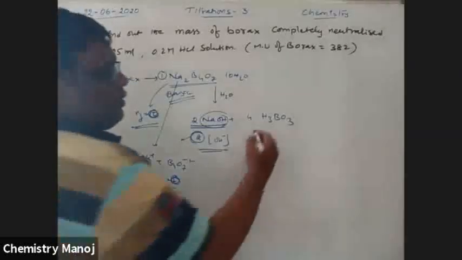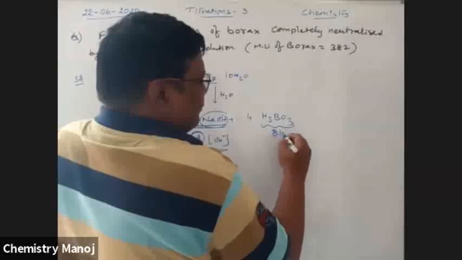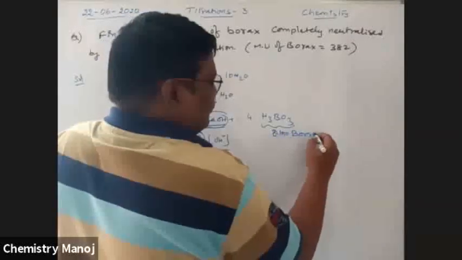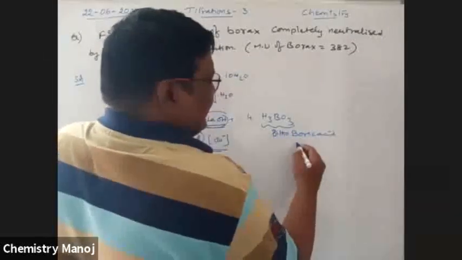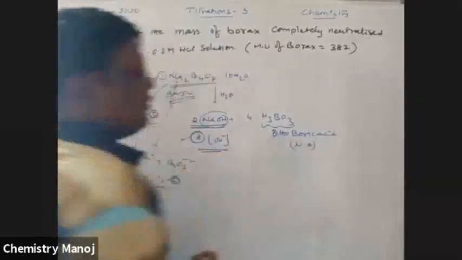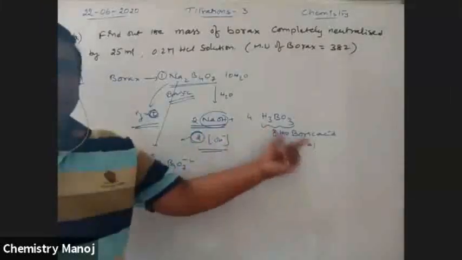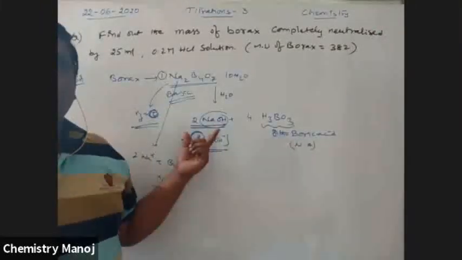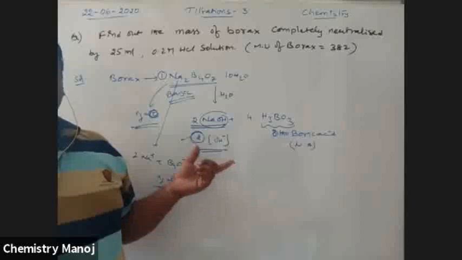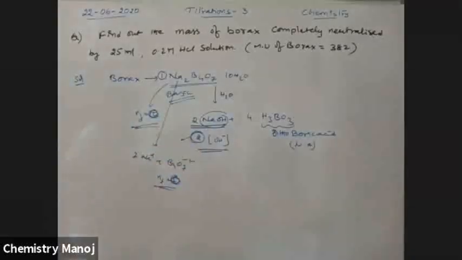H3BO3 is called orthoboric acid. It is a weak acid, so its influence is negligible. NaOH is a strong base and H3BO3 is a weak acid, so the solution has the strong nature, that is, basic nature. Therefore, the aqueous solution of borax is basic in nature.